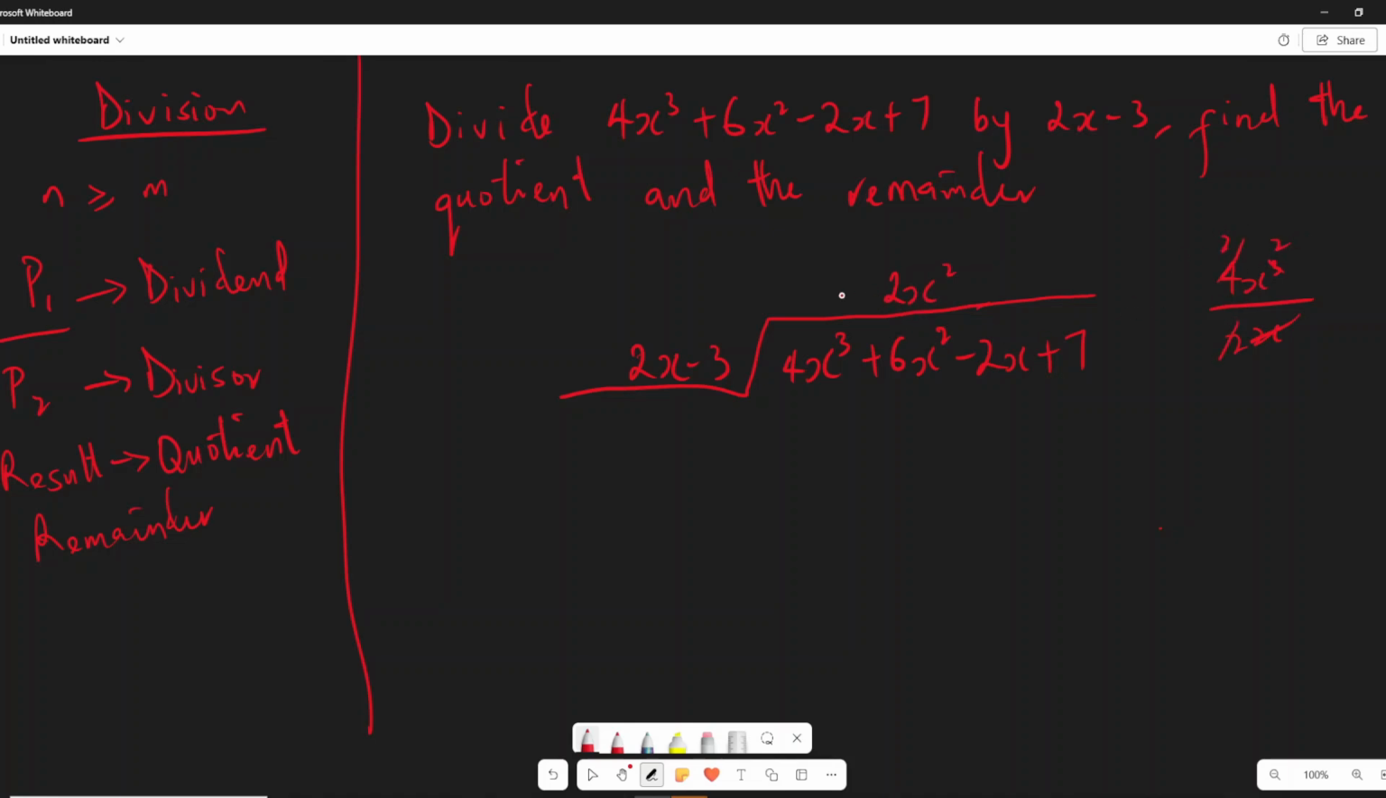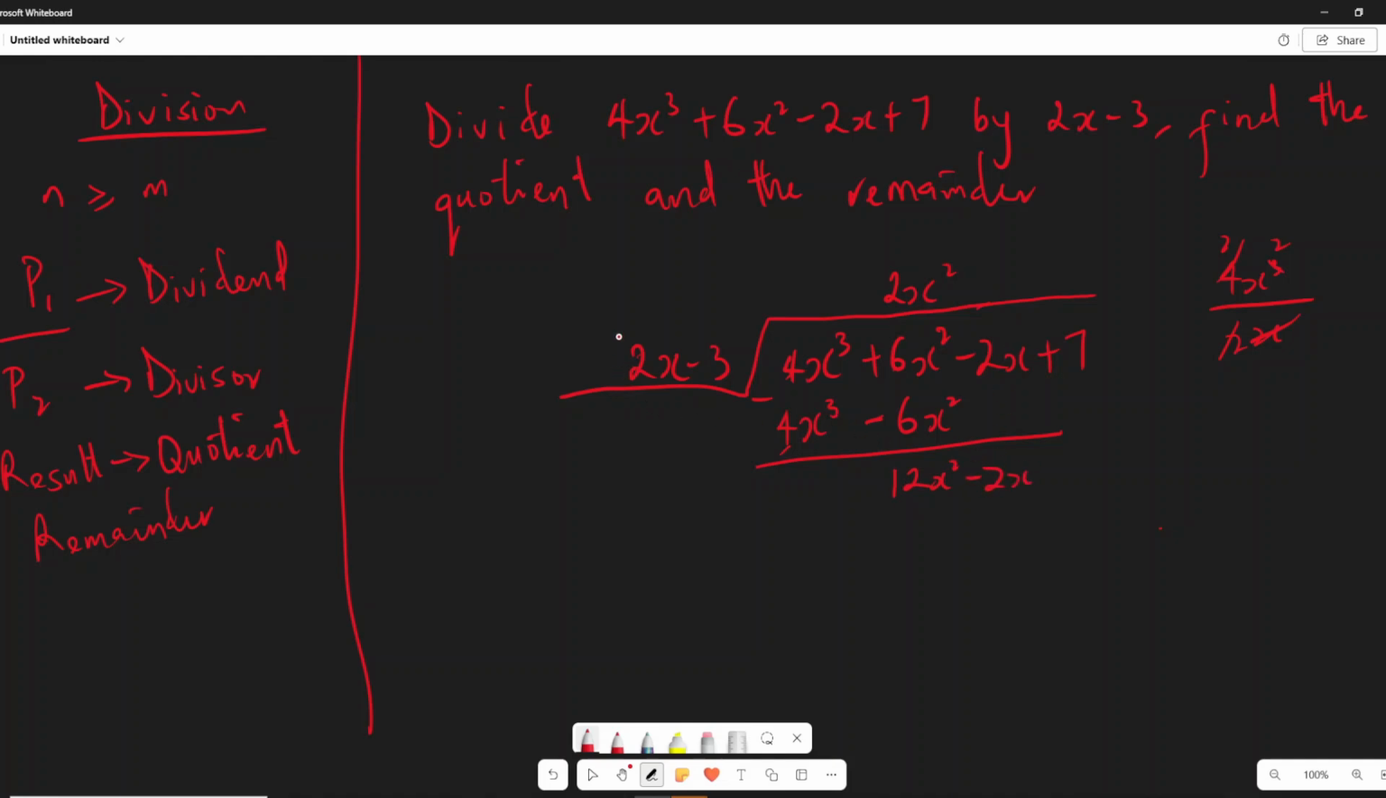So now you multiply 2x squared with this divisor. 2x squared times 2x is 4x cubed. 2x squared times minus 3 is minus 6x squared. Yeah. So now we subtract. Since these two are the same, they cancel out as 0. 6 minus minus is plus. That's 6 plus 6 is 12x squared. And then we'll bring down minus 2x.